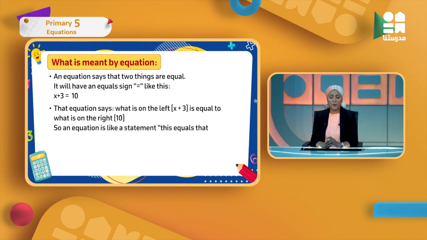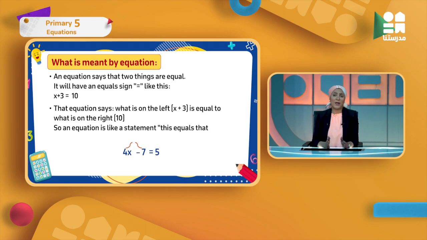So here the equation says what is on the left as x plus 3 here is equal exactly to what is on the right side, which is the 10 here in our equation. So an equation is like a statement, جملة. This equals that. اللي الناحية دي equals للناحية دي. شكلها عامل ازاي والاجزاء بتاعتها ايه مسمياتها ده هنشوفه.